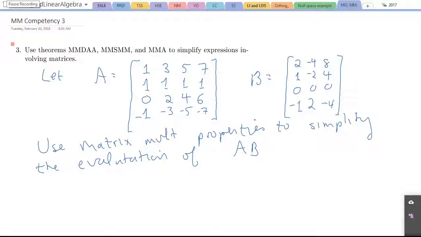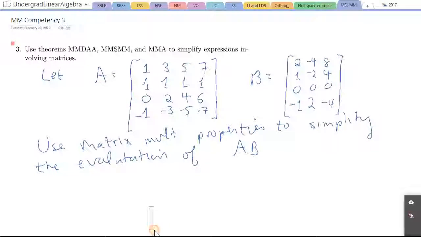Okay, here I have a problem where I multiply two matrices, and they're fairly large matrices, and I want to use properties to simplify the multiplication. All right? There are many ways to look at a multiplication, so this exercise gives you some examples of how you can look at this multiplication.